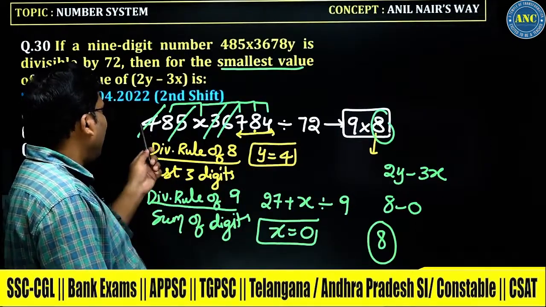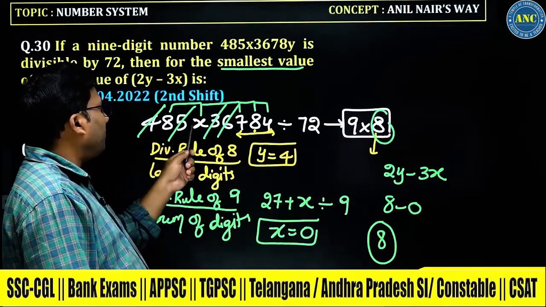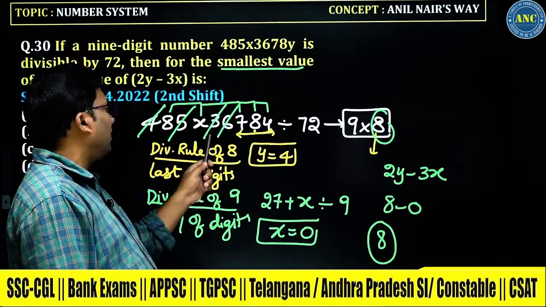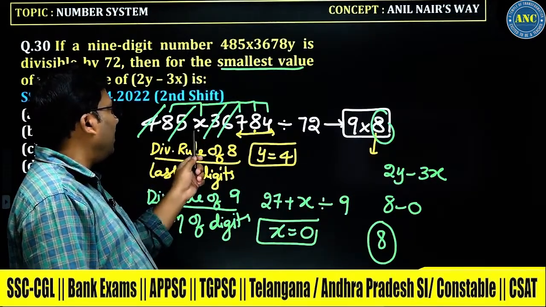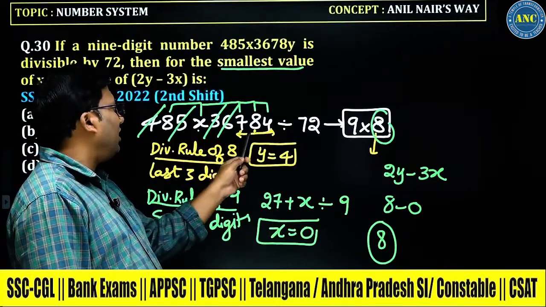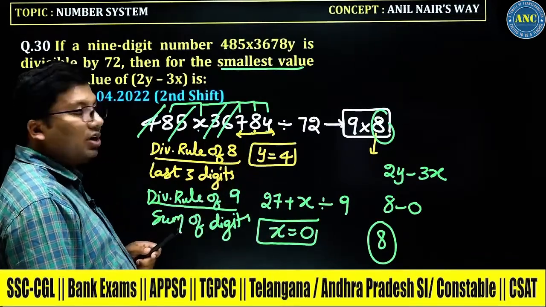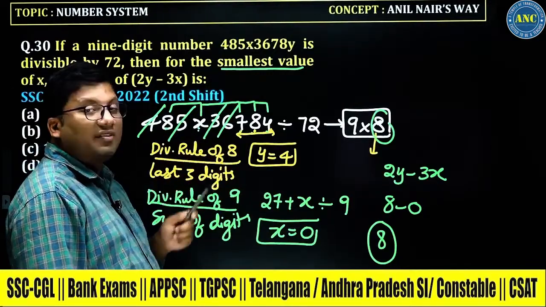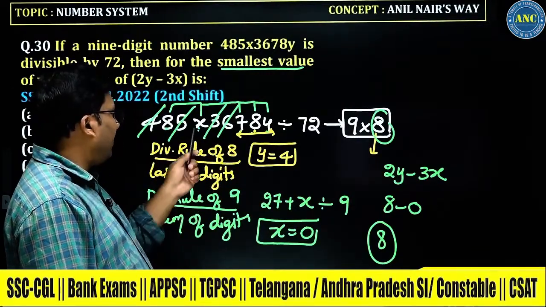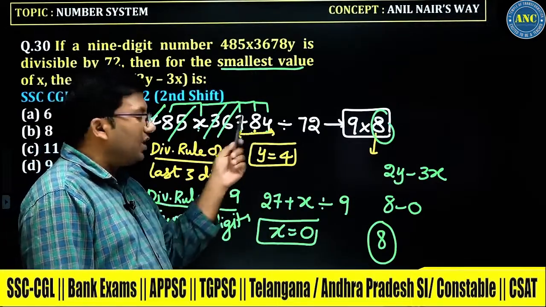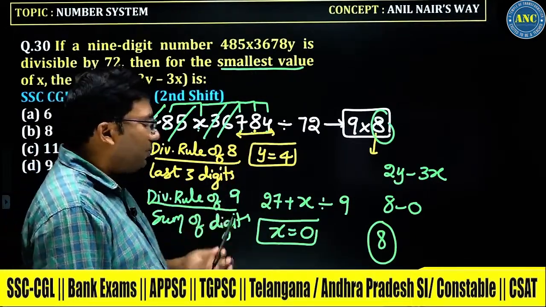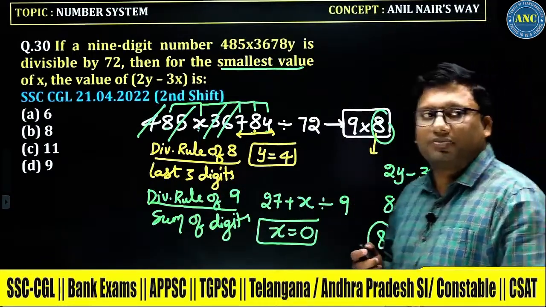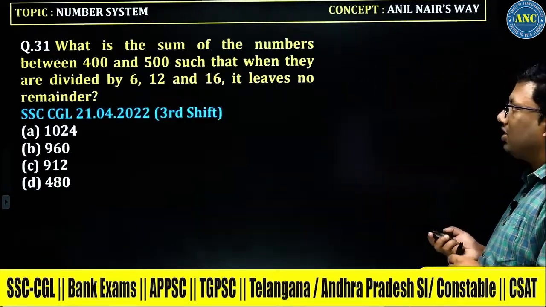The divisibility rule of 9 is that the sum of the digits should be divisible by 9. Here 4 plus 5 out, 3 plus 6 out. Here 8 remaining, x remaining, 7 remaining, 8 remaining, 4 remaining. How much is it? 8 plus x plus 7, 15. 15 plus 8, 23. Plus y value 4, 27 plus x should be divisible by 9. That means x value is 0. I hope the idea is very much clear to you.